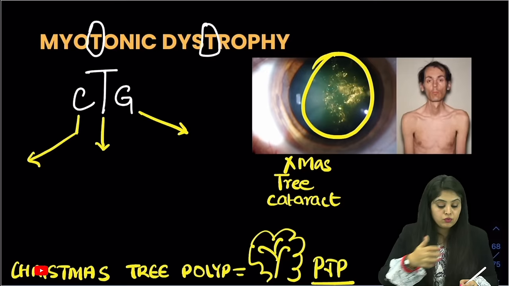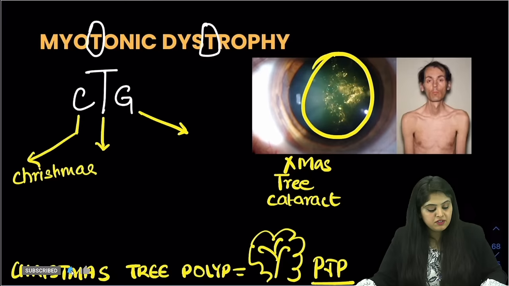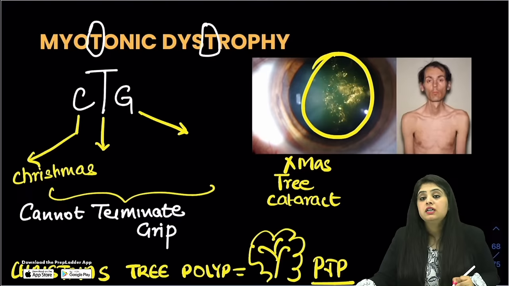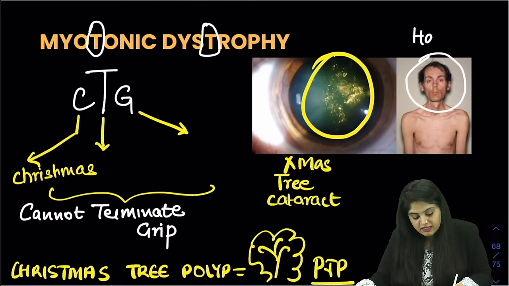Other than that, yes, everyone knows First Aid, you have read a lot. Cannot terminate grip. This means the person has a very strong grip. Cannot terminate grip. Perfect. Having said that, what is this facies which all of you were telling me? These are the hatchet facies.